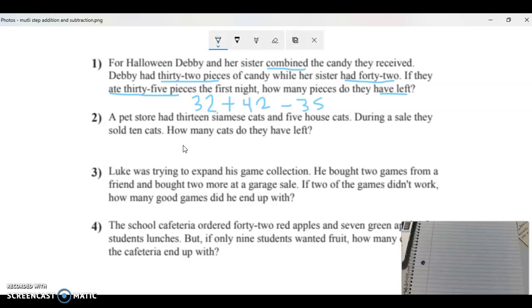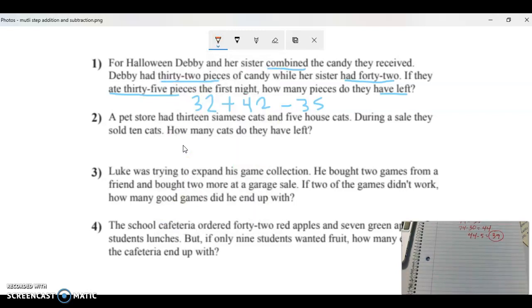So down here on the bottom I'm going to solve that. I'm going to solve 32 plus 42 minus 35, and since they're in the same equation I solve them left to right, so that's 74 minus 35. 74 minus 30, I'm going to keep my number whole, is 44, and 44 minus 5 is 39. So if you got the answer of 39, you were correct.